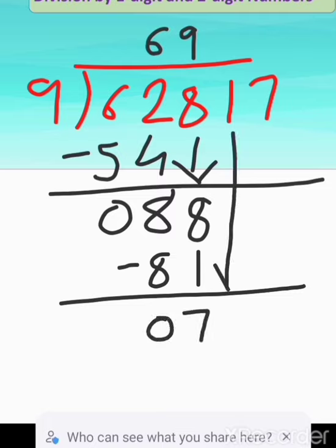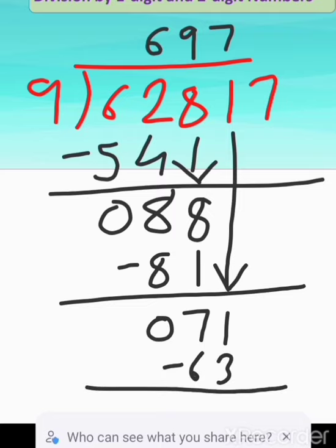Next number is 1. I'm getting 71 now. 9 7s are 63. 9 8s are 72, which is more than 71, so I'll go for 7s. 9 7s are 63. 1 minus 3 is not possible. Take the borrowing from 7, it will become 11. 11 minus 3, you are going to get 8. I'm writing here students because there is no space down.